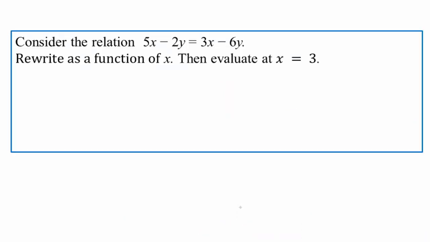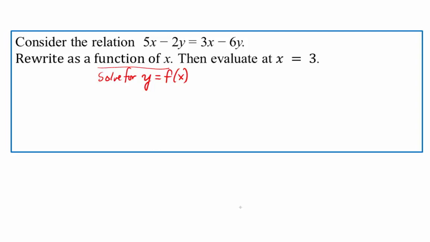All right, next problem. Consider the relation 5x minus 2y equals 3x minus 6y. It says rewrite as a function of x. What does this mean? All I have to do is really solve for y, because y is a function of x, because remember, y is equal to f of x. So let's go ahead and solve for y.